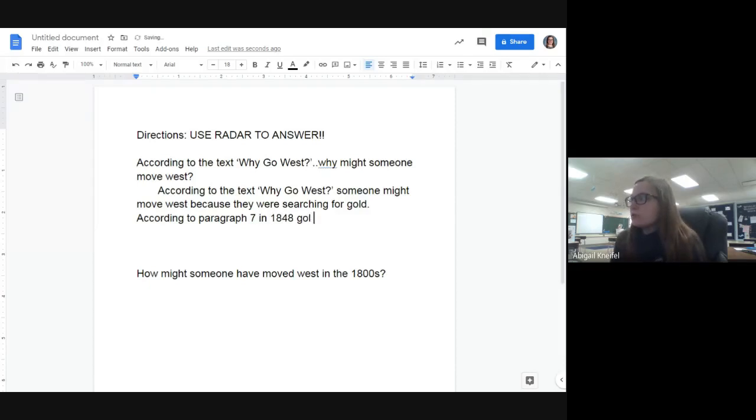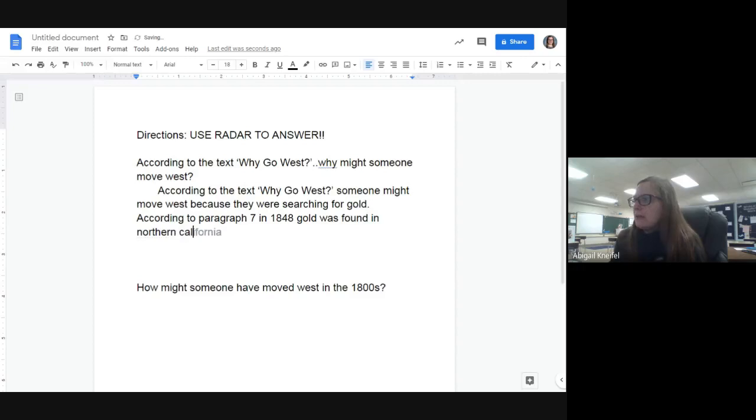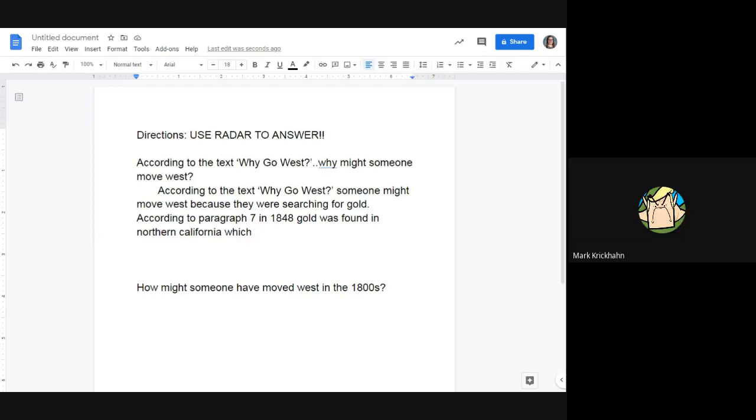All right, so according to the text in paragraph 7, we could say in 1848, gold was found in Northern California, which what? Gold was found in Northern California, which what? How could I go to that next part? Mark? So, I'm sorry, I'm thinking. Okay, I raised my hand for the beginning, so I'm thinking right now.